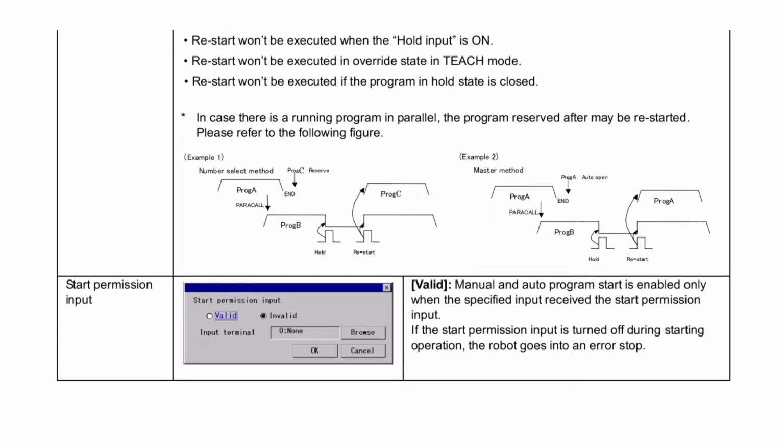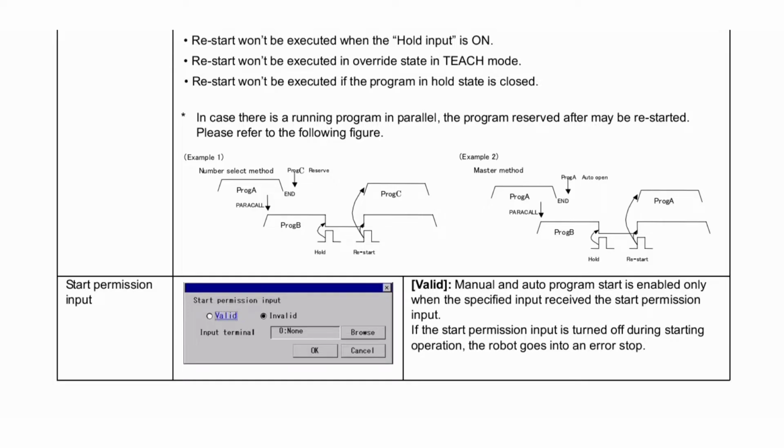In case there is a running program in parallel, the program reserved after may be restarted. Please refer to the following figure. Example 1, number select method: Program A, Program C reserve, end; paracall; Program B hold; Program C reset, restart. Example 2, master method: Program A paracall; Program B hold, restart; Program A auto open, end.